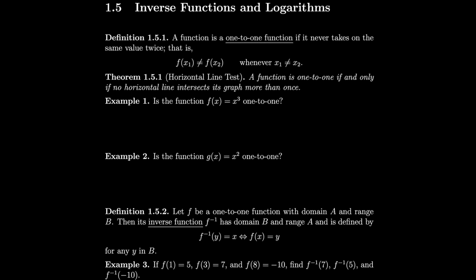So let's look at some examples. Is the function f of x equals x cubed one-to-one? Well, if f of x equals x cubed, we have x1, and it's different than another x value, x2, then that means that x1 cubed will have to be different than x2 cubed because no two different numbers have the same cube. So that tells us that f is one-to-one.